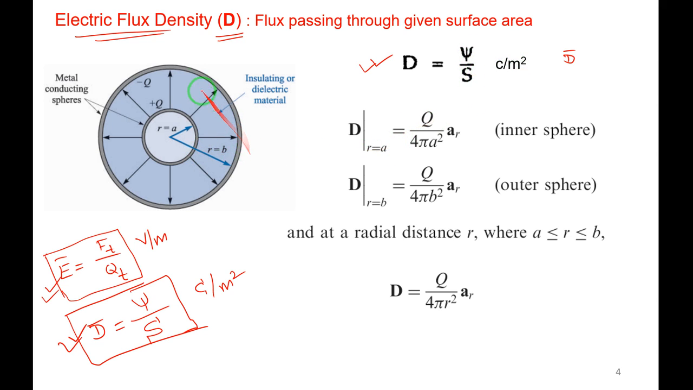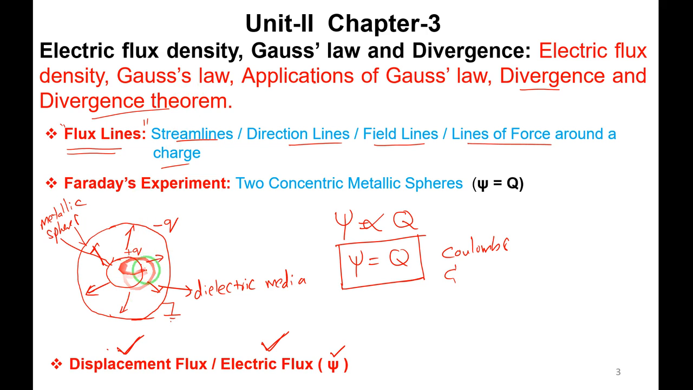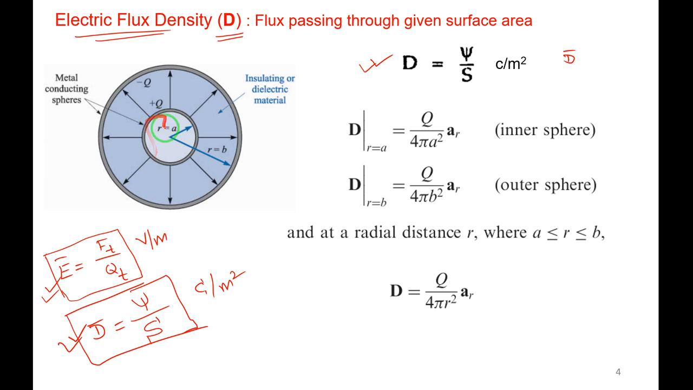Okay. In the previous slide, we have taken just two concentric spheres, but let me assume that these are two metallic spheres. The inner sphere has radius A, and the outer sphere has radius B, right? Then we will make use of the definition of electric flux density, and we will try to calculate what is the electric flux density on the inner sphere and what is the electric flux density on the outer sphere, right? So on the inner sphere, radius r is A.